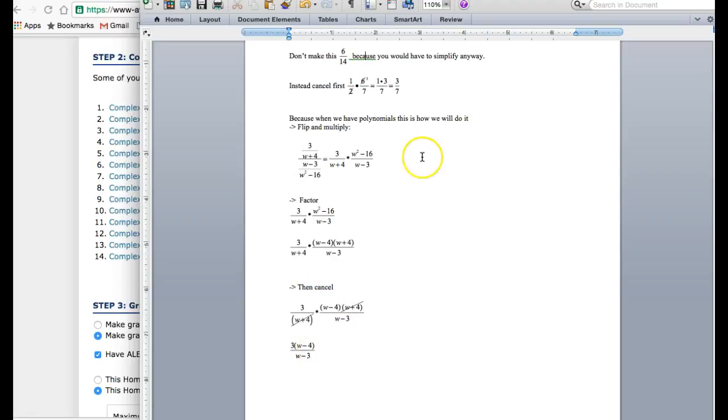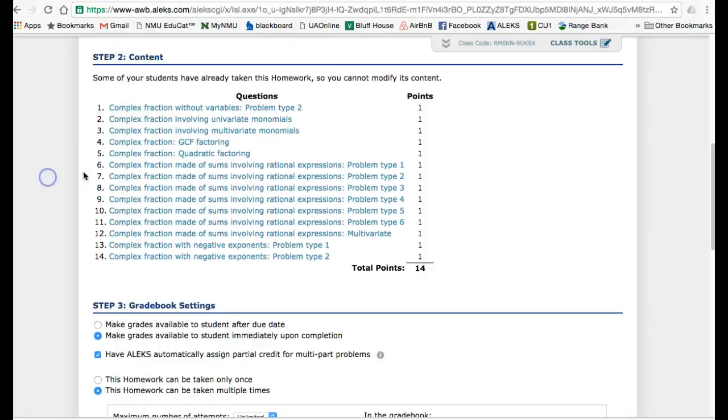Okay, the most common mistake in this section is to not know when you can and cannot cancel. You can only cancel factors. Factors are things that are multiplied. So here, w plus 4 was a factor because it is multiplied right there by its neighbors. You can't just cancel the w's because they're not factors, but the w plus 4 is a factor. Okay, so let's practice that one more time.